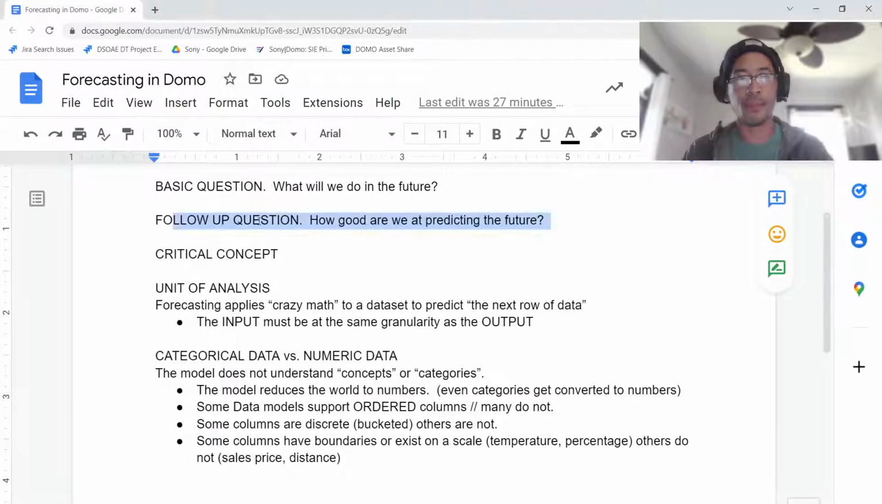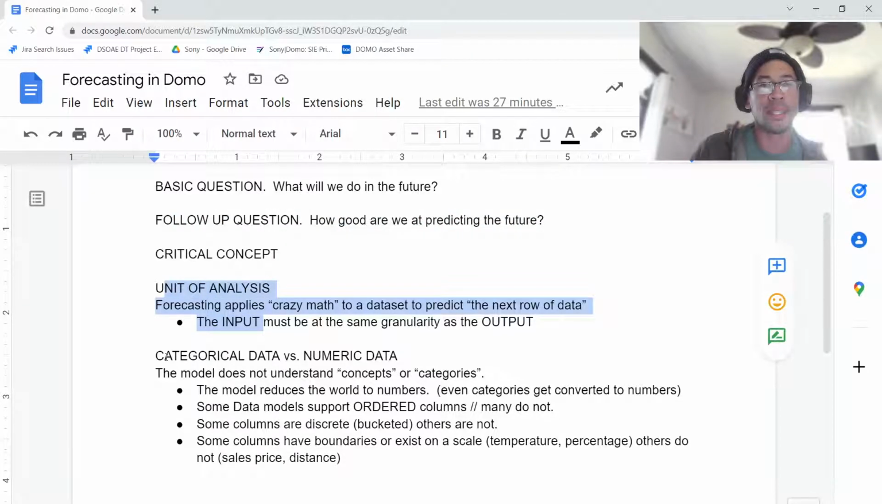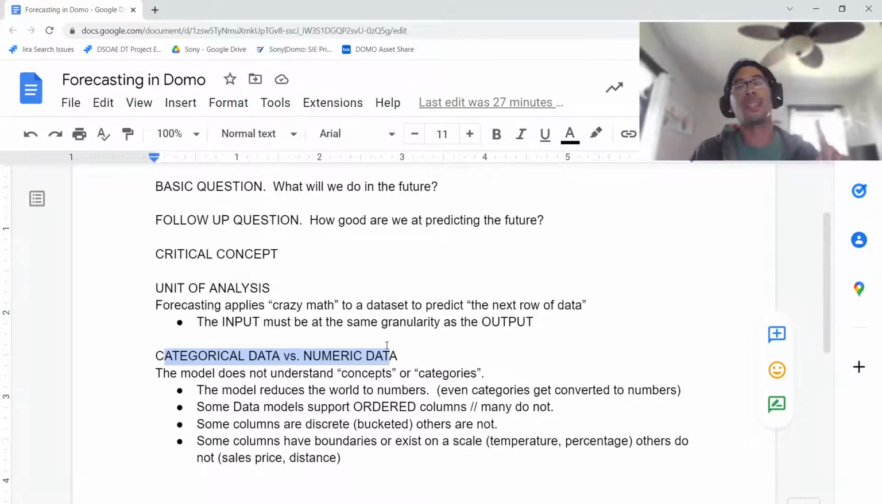I know this is a pretty long explanation, but I don't think the process of coming up with a forecast is hard. It's how do I represent that in Domo in a way that I can then put it in a card or use it or explain it to someone. We talked about the unit of analysis. Let's move on to this idea of categorical versus numerical data, because this is another place that people really get screwed up when they're doing forecasting.